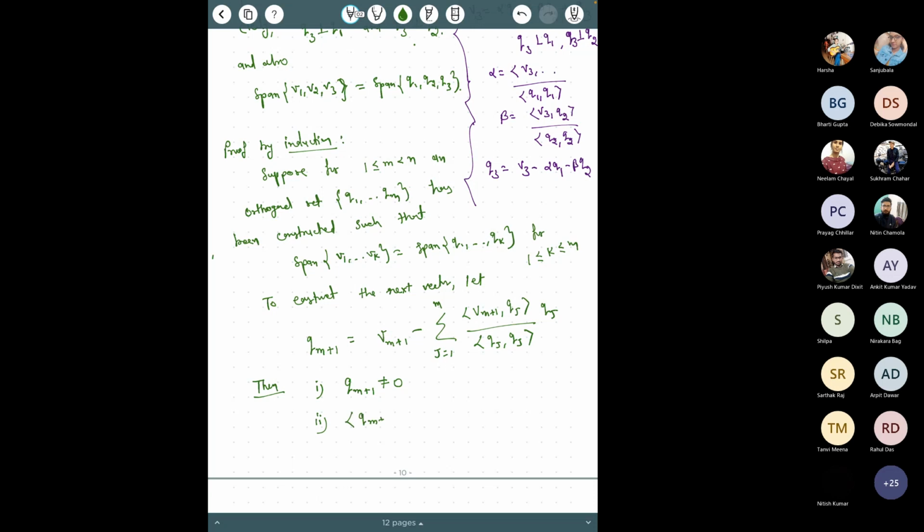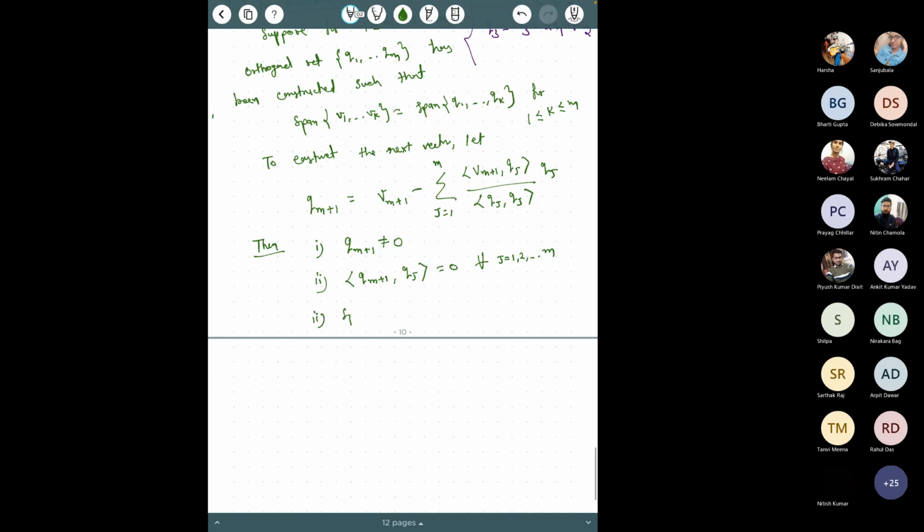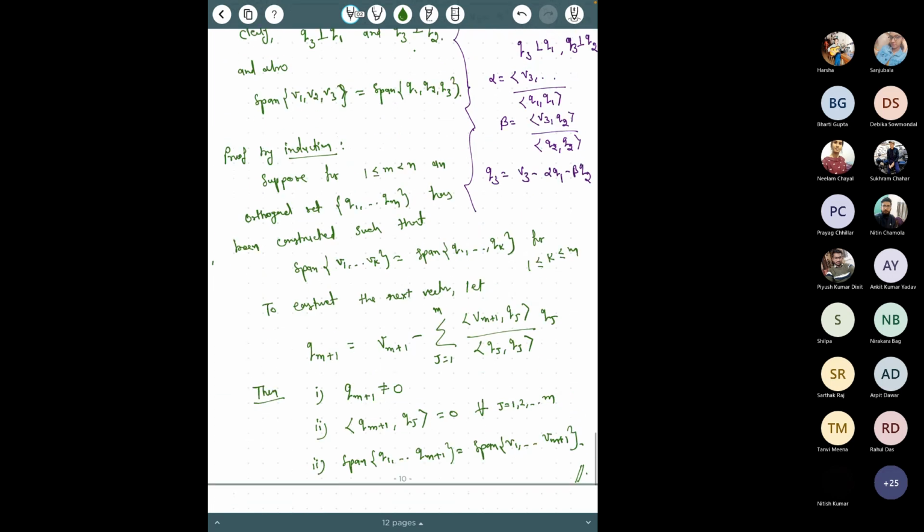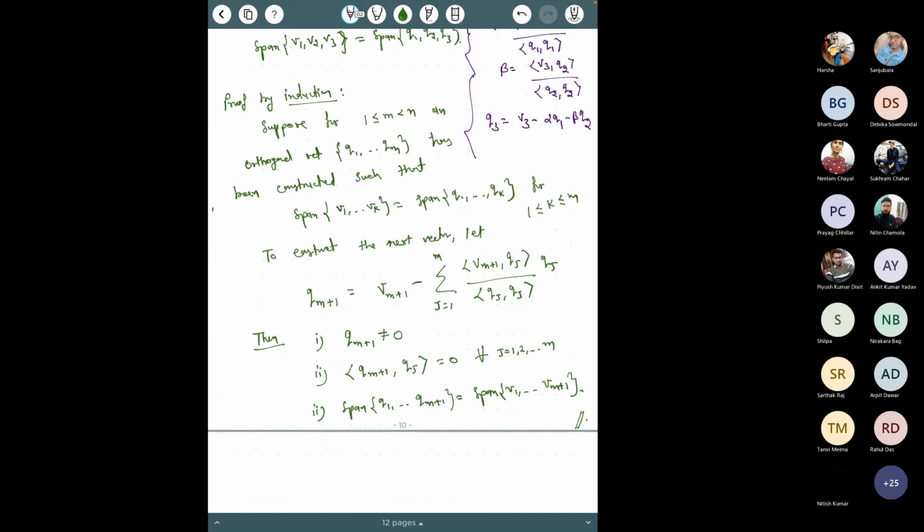Not only this, the next vector Qm plus 1 is orthogonal to all the Qj's where j is from 1 to m. So this is 0 for j equal to 1 to m. That means this set Q1 to Qm plus 1 is orthogonal. And the span of Q1 to Qm plus 1 is equal to span of V1 to Vm plus 1. So with these three observations, you are done. You verify why the first one is true, why the second one, and why the third one. These are very straightforward, but you verify yourself. If you have any doubt, I can explain this in the next class.